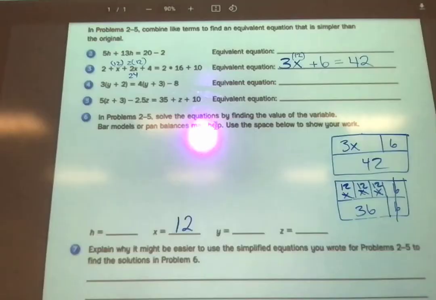Okay, so we'll be doing some more sample problems here, working on combining like terms and getting equivalent equations, and then solving them and using substitution to verify our answers.